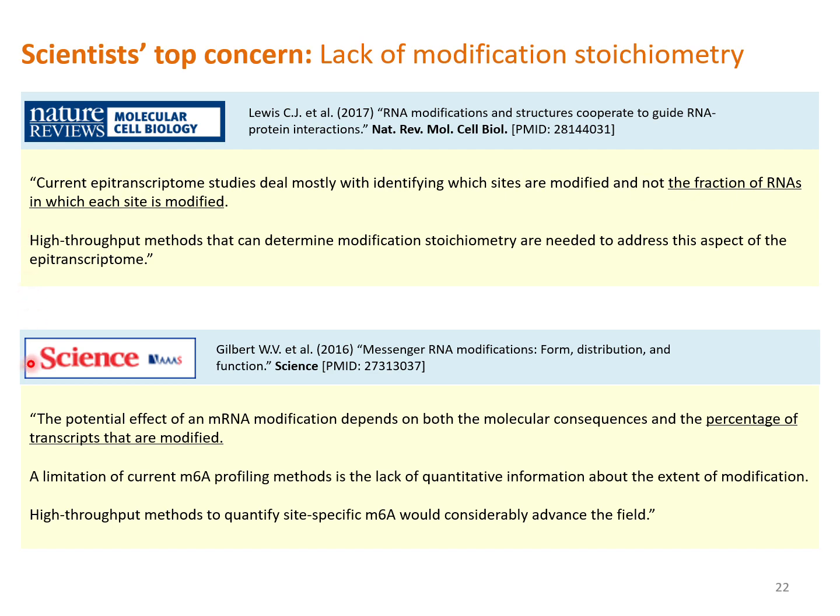And in Science: the potential effect of mRNA modification depends on both the molecular consequences and the percentage of transcripts that are modified. A limitation of current m6A profiling methods is the lack of quantitative information about the extent of modification. High-throughput methods to quantify site-specific m6A will considerably advance the field.